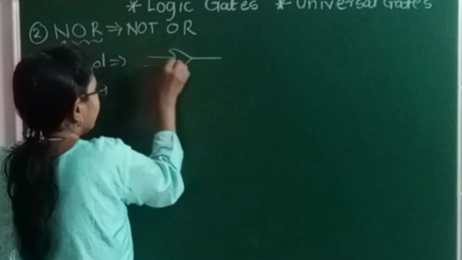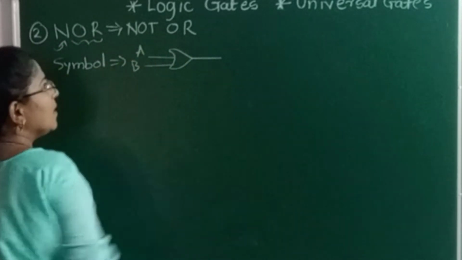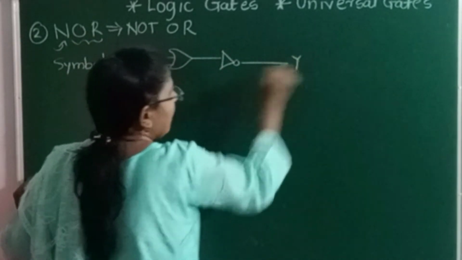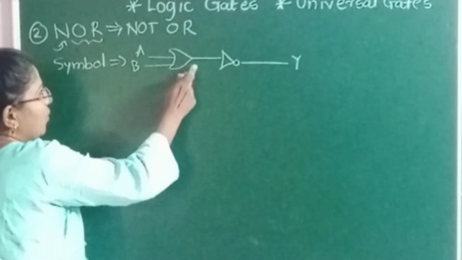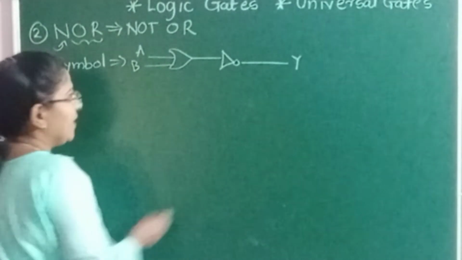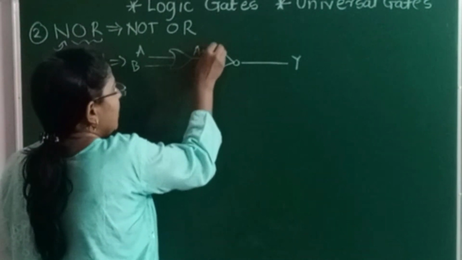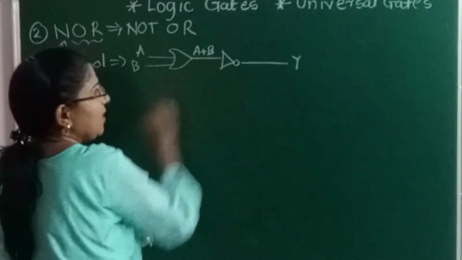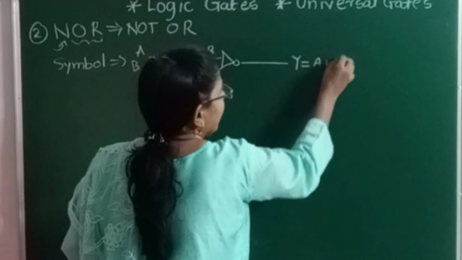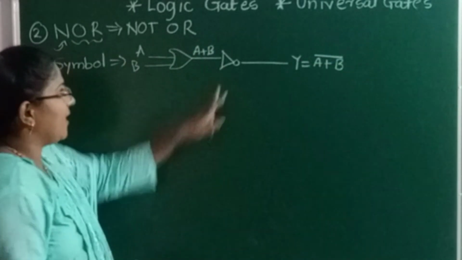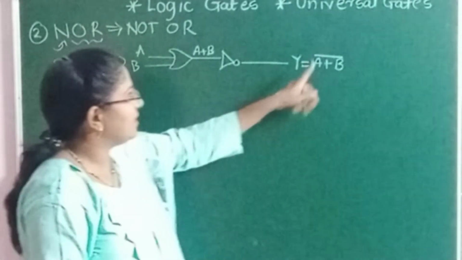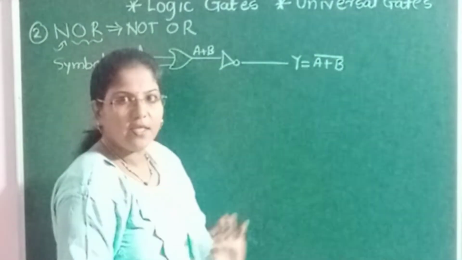Two input lines. Then NOT gate. And this is the final output. So here you can see the output of the OR gate is nothing but the input of this NOT gate. So the output of the OR gate is A plus B. This is nothing but the input of the NOT gate. So Y equal to A plus B and its complement, because the NOT gate is used to take the complement of its input, and that complement is represented by using the bar over the input.